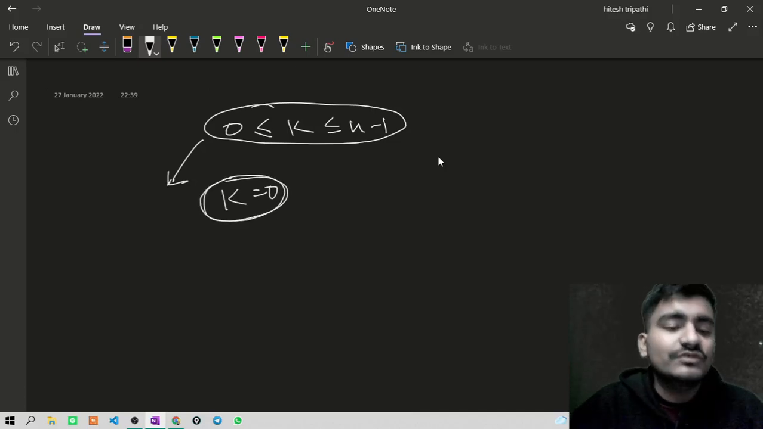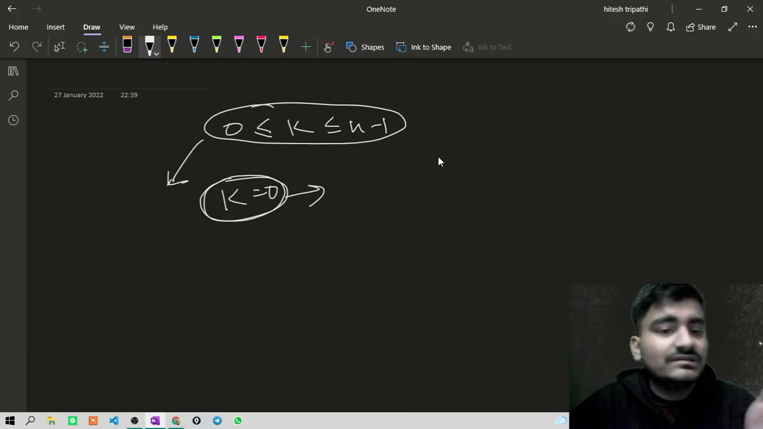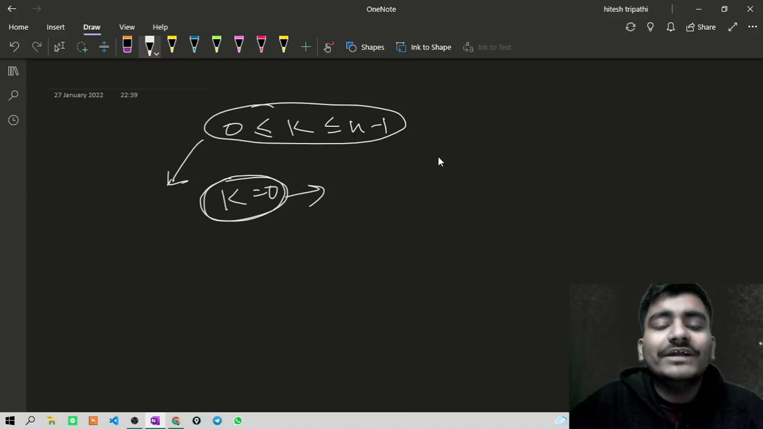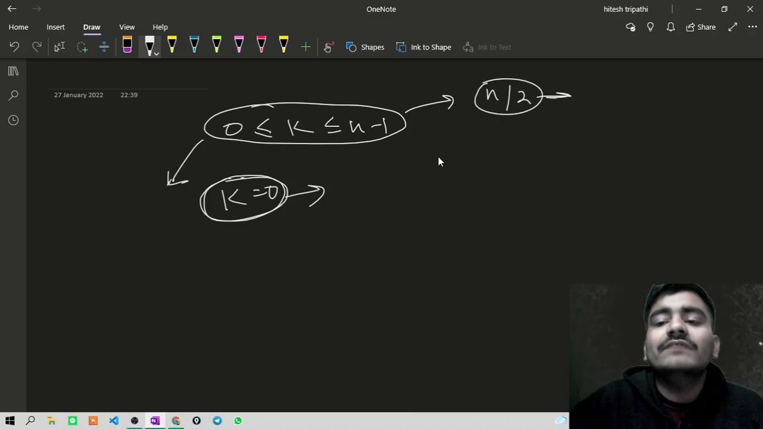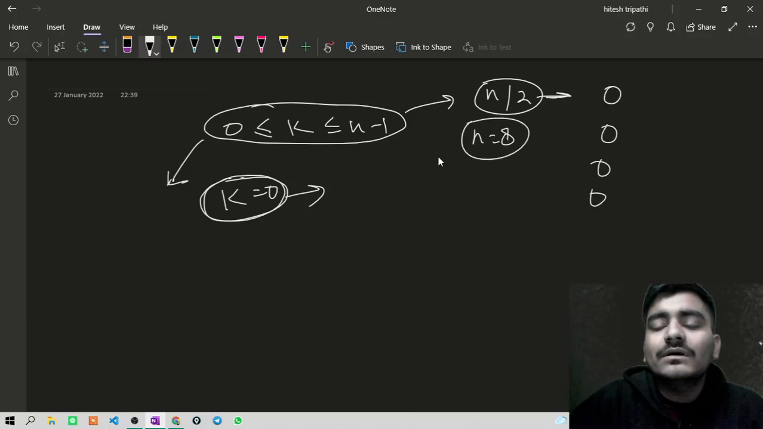When k is equal to 0, how are we going to do the solution in this case? Okay, so what we can do is, we already know that for all the n by 2 pairs, we have to make the value of AND as 0. Okay, suppose n is equal to 8, we have to make all pairs such that bitwise AND is equal to 0.